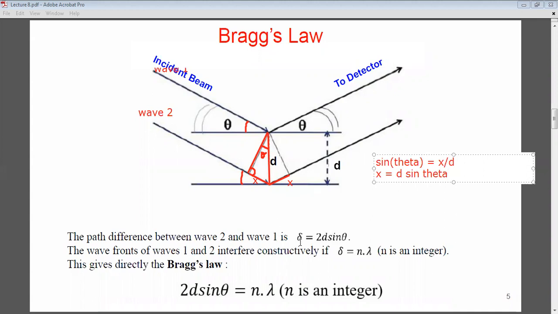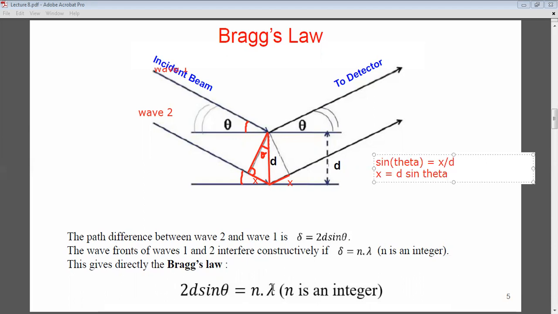So the path difference, which they call delta, is twice this amount, because it comes d sine theta from here, d sine theta from here. So 2d sine theta is the path difference between wave 2 and wave 1. If these two waves interfere constructively, that is, if delta is equal to n lambda, where n is an integer, this gives directly Bragg's law, 2d sine theta equals n lambda.